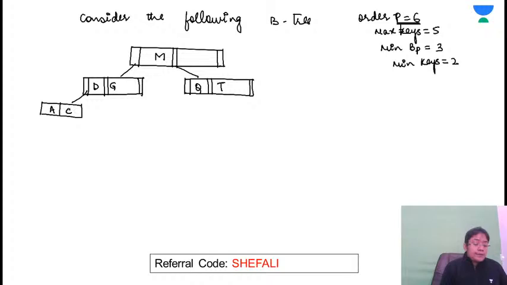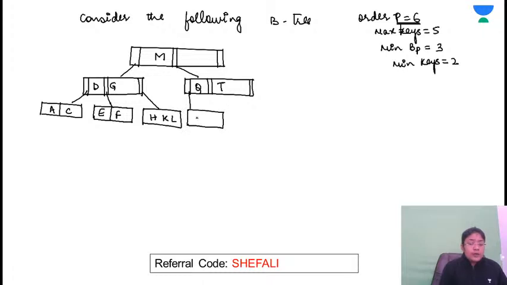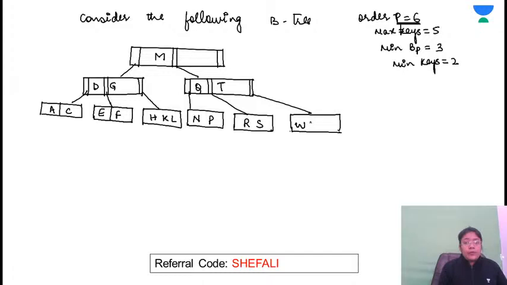A and C, E and F, and here it is pointing to H, K and L. This is pointing to a node which is having N and P. This is pointing to a node which is pointing to R and S, and this is pointing to a node which is having W, X, Y and Z.